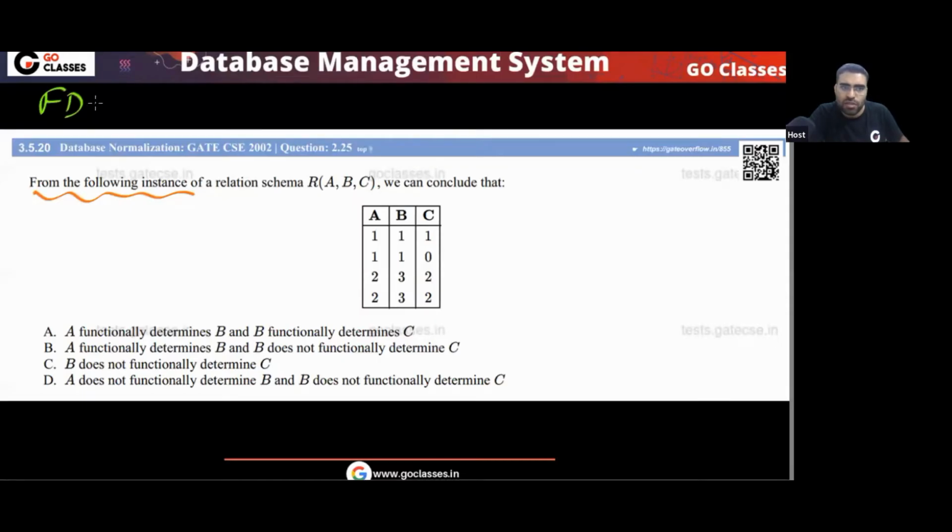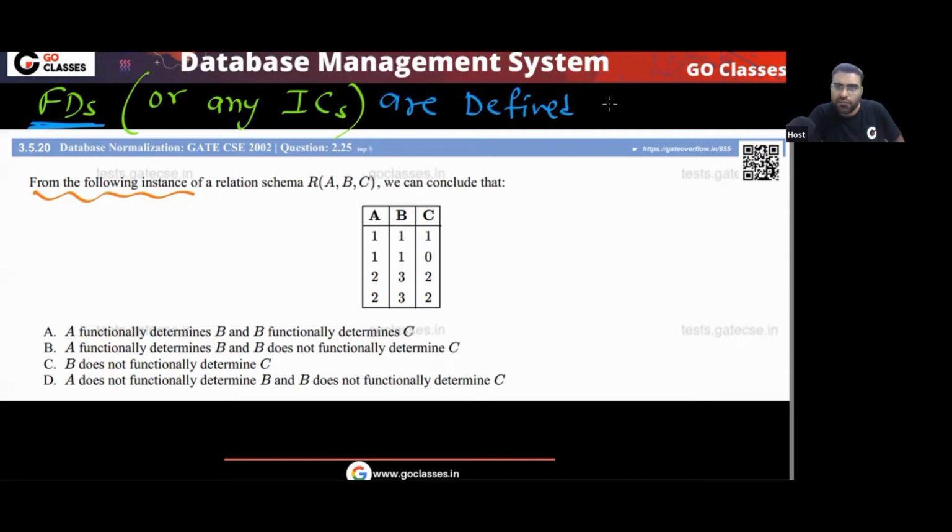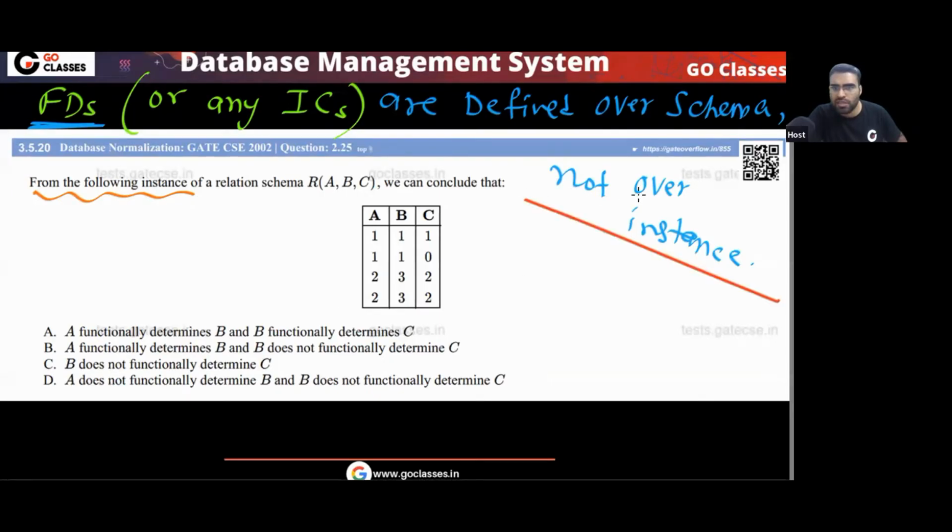You already know, functional dependencies or any integrity constraint, whatever integrity constraint you take, they are defined over what? They are defined over the schema, not over the instance. Is this clear? Please tell me. So remember, functional dependencies are defined over the schema. Did you understand the difference between this question and this question?